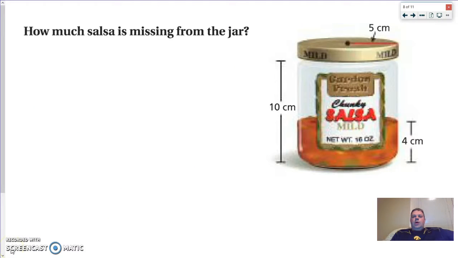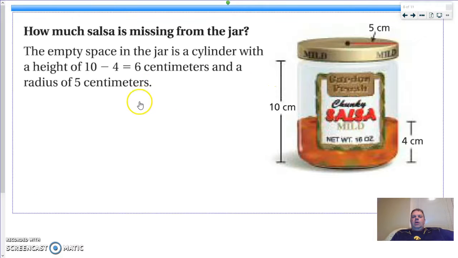Our next problem is an application problem which asks how much salsa is missing from the jar. We know that our jar is 10 centimeters tall, the radius is 5 centimeters, and we still have 4 centimeters left in the jar. Therefore, we have 6 centimeters missing from the jar, and the radius is 5 centimeters.